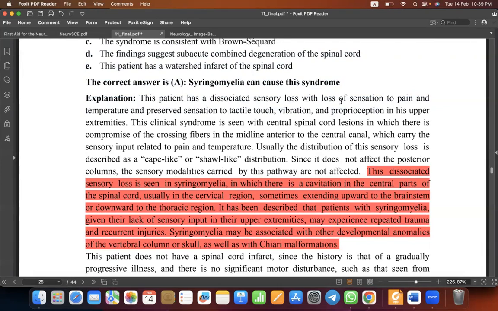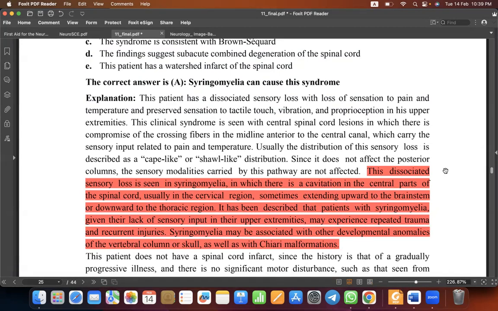Okay, whenever you get a patient with syringomyelia, there could be a cape-like sensation, there could be a shawl-like sensation. It will not affect the posterior columns, because the syrinx expansion does not involve the posterior column. If the syrinx unfortunately expands posteriorly, the posterior column could be involved as well. So this dissociative sensory loss could be found in syringomyelia, and could be found in anterior spinal artery occlusion.